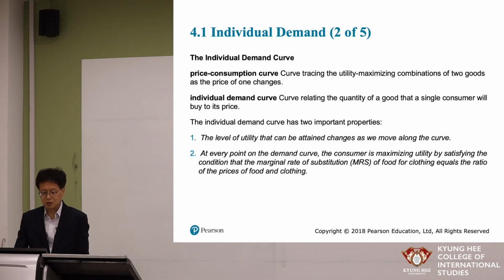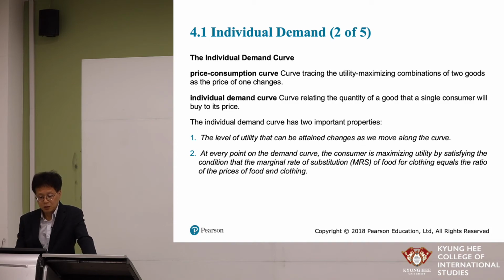Okay, individual demand curve, price consumption curve. The price consumption curve traces the utility-maximizing combinations of two goods, the optimal consumptions of two goods, as the price of one changes. The price of food decreased in the earlier example, right? And the individual demand curve relates the quantity of a good, or demand for food, that a single consumer will purchase to its price. It is the relationship between price and demand for that good.